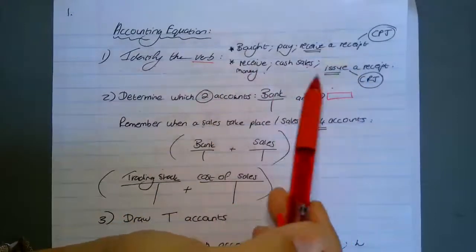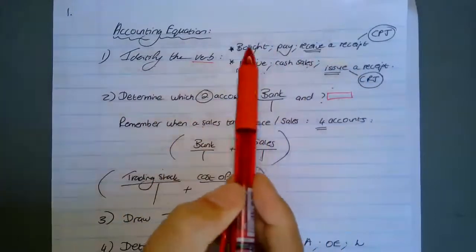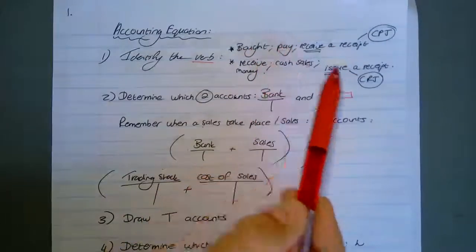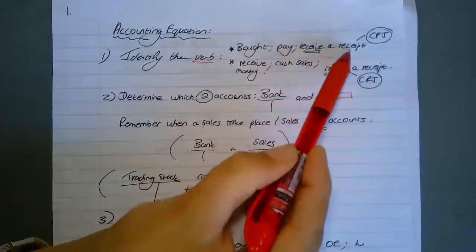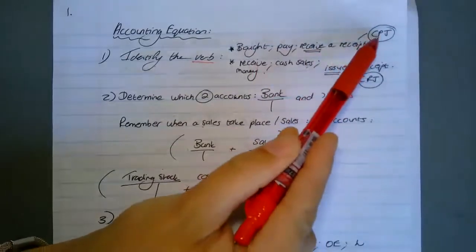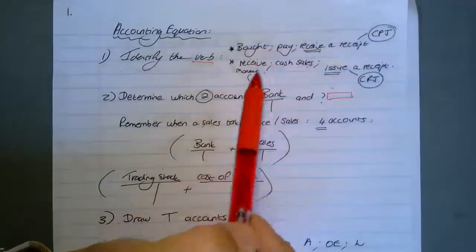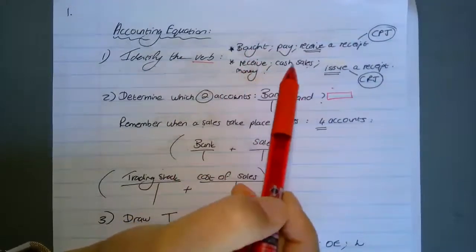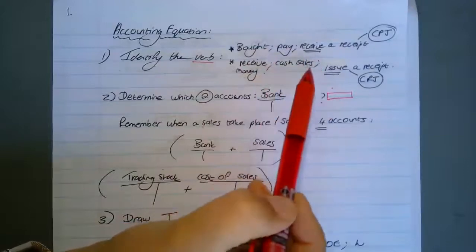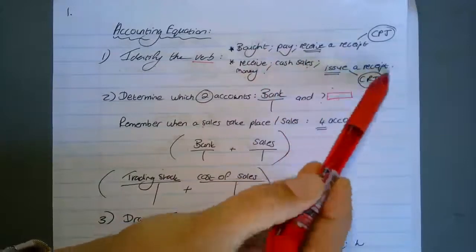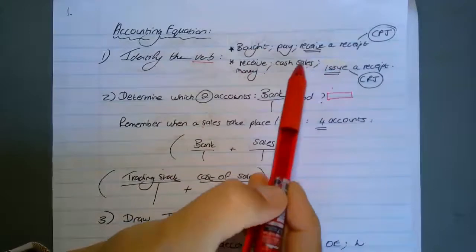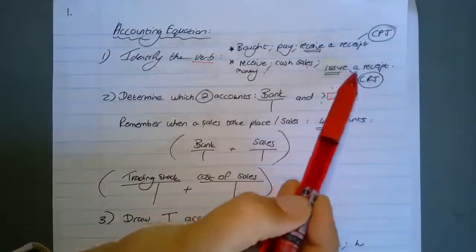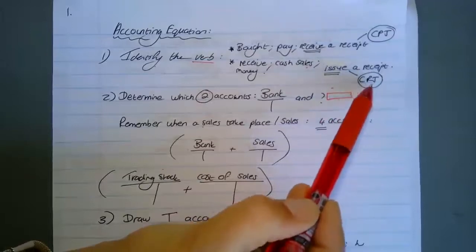And again, this is typically grade 8 work. Now, when you see the following verbs: bought, paid, or received a receipt, then you know it is the cash payment journal. You need to go and study this. When the transaction says that you received money, or there was cash sales for the day, or that you have issued a receipt, issue means given a receipt to someone, then you know that you've received money. So it is the cash receipt journal.